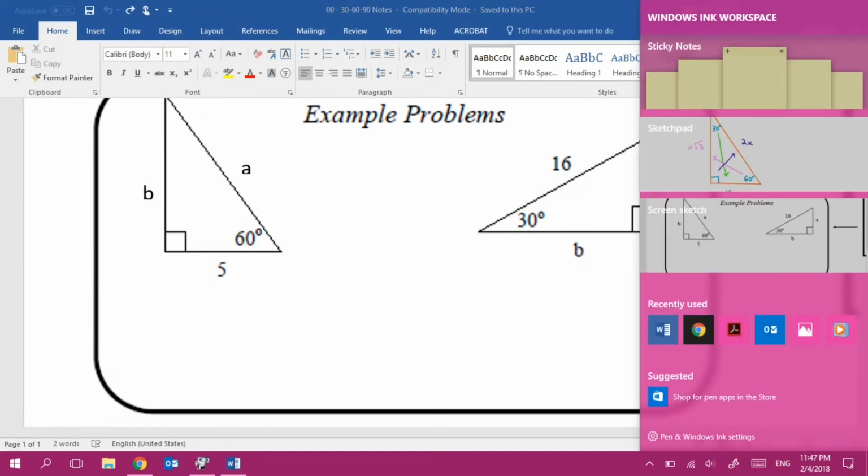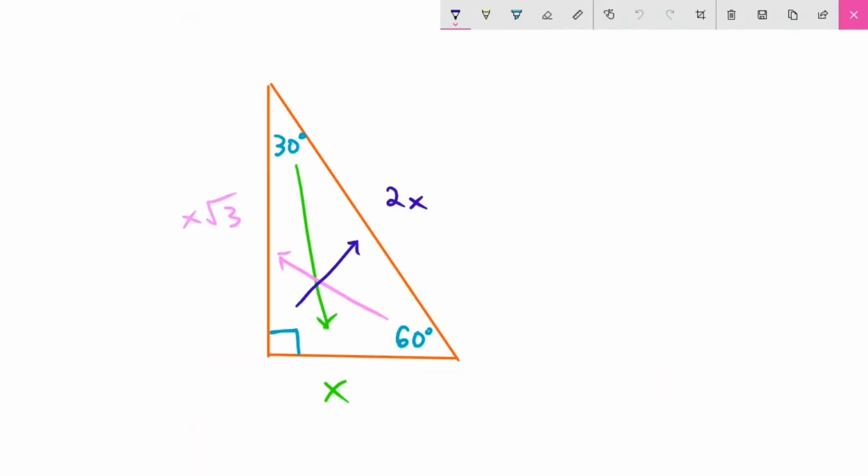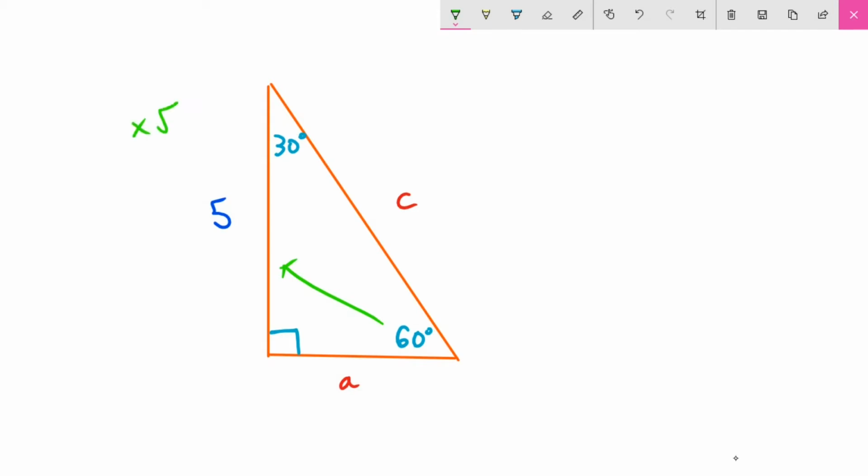You might want to draw this on your picture somewhere down there. So let's pretend, look at this triangle that we have here. Let's say that the length of this side over here is 5. I want you to find a and c. How would I do that? Well, first let's take a look at which side this is. This 5 is across from the 60-degree angle. And remember, across from the 60-degree angle means x square roots of 3.